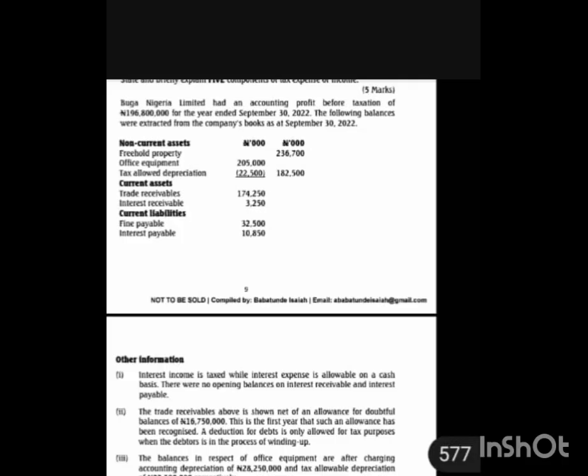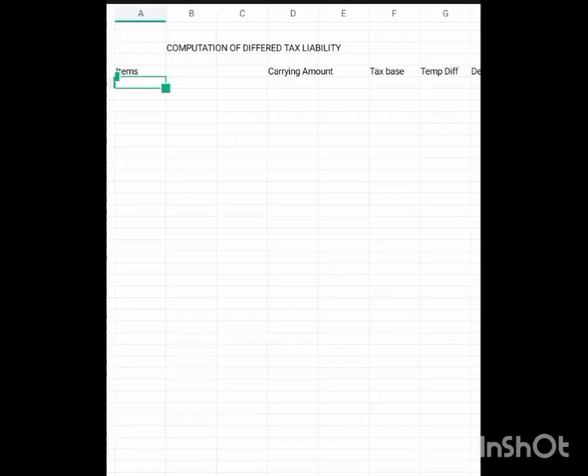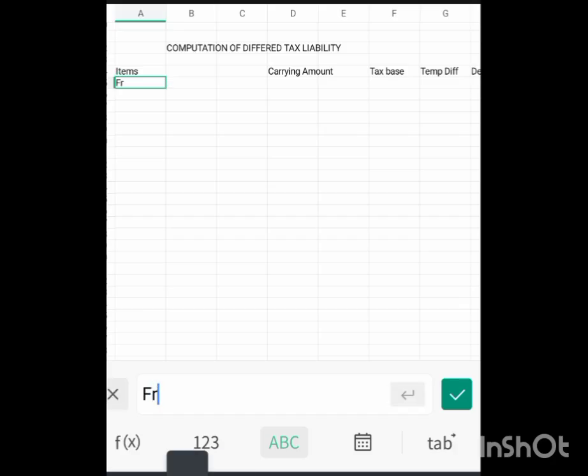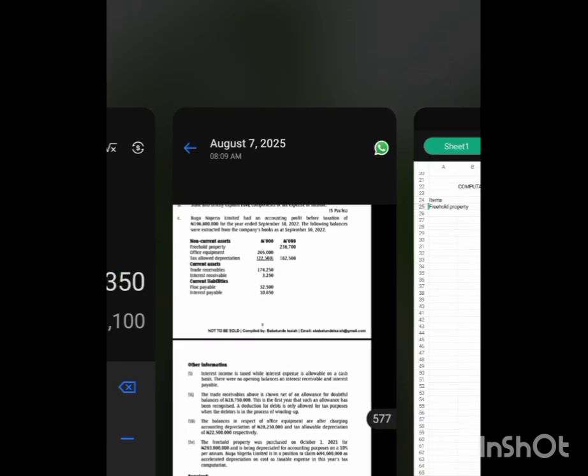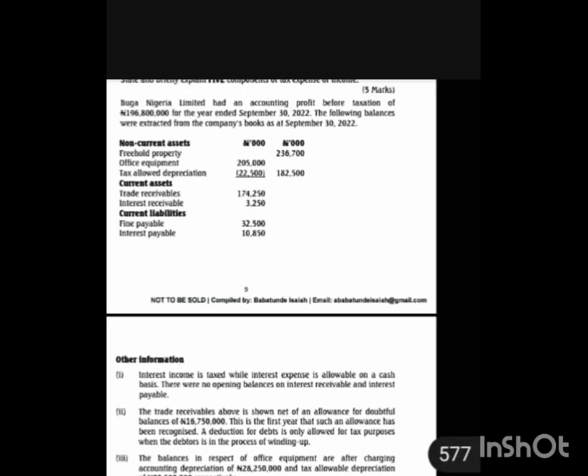We have freehold property, which is 236,700. Freehold property. And the carrying amount, don't forget, temporary difference is the difference between the carrying amount of an asset and the tax base of that asset. So carrying amount now, the figure that is here is already the carrying amount of that particular asset.